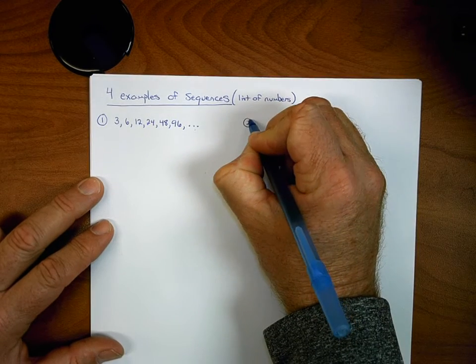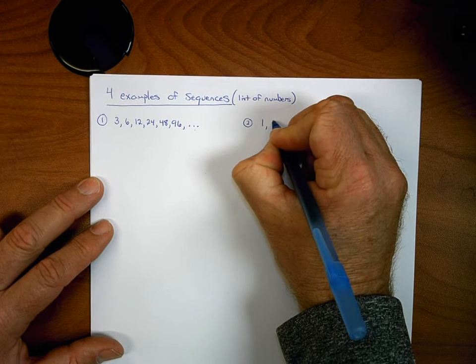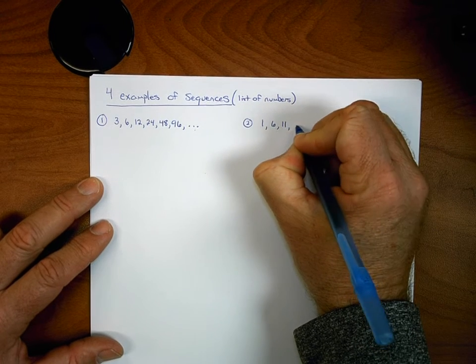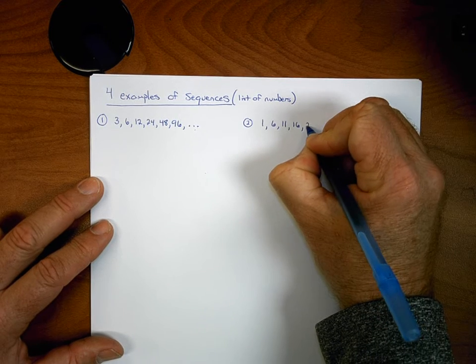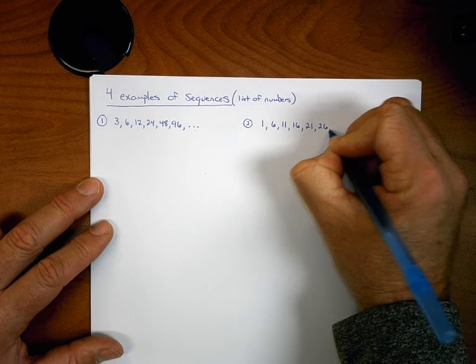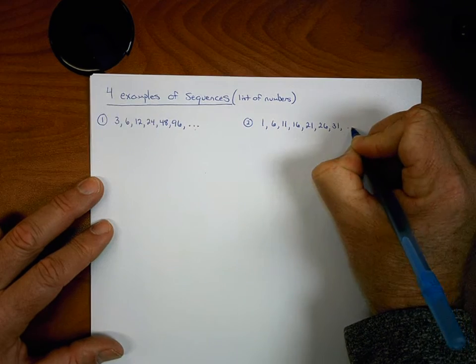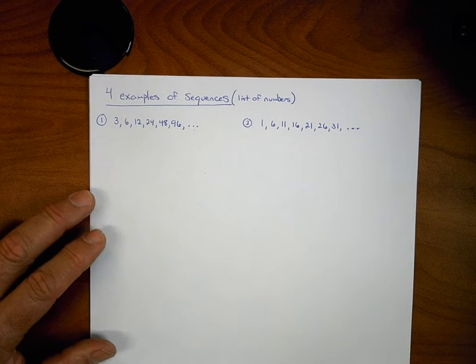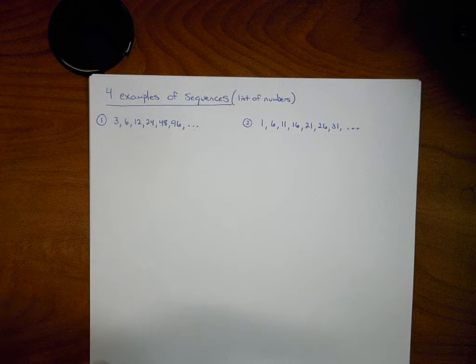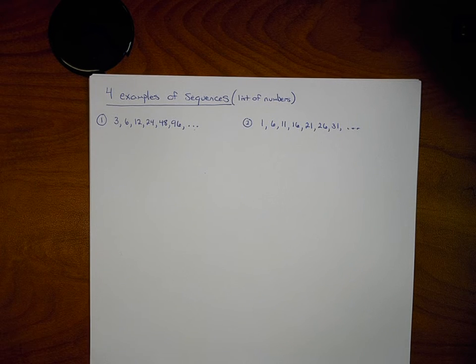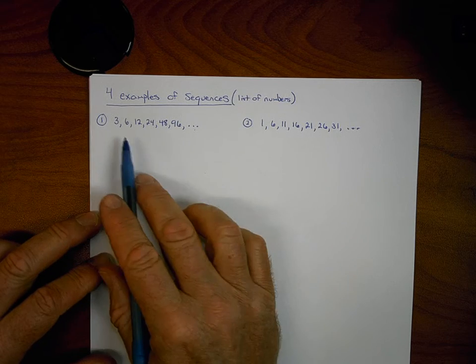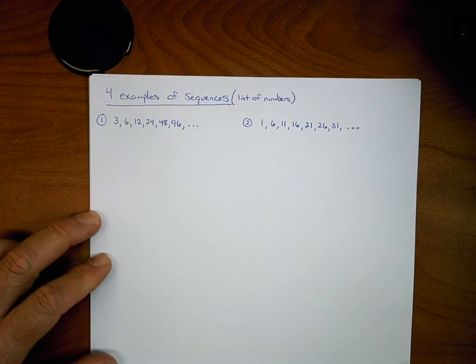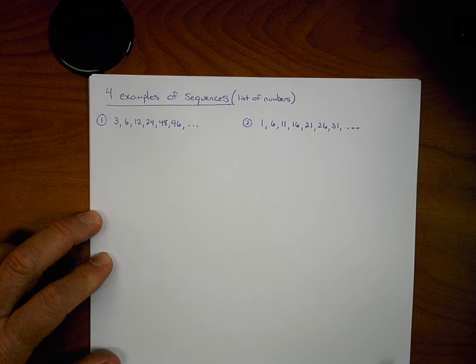Here's another example of a sequence. 1, 6, 11, 16, 21, 26, 31, and so on. Dot, dot, dot means the list keeps going. As I'm writing these sequences, you should be looking at them, and some of you probably intuitively, which means in your mind, and because you have good math sense, are saying you know what I'm doing in order to get from one number to the next number to the next number.